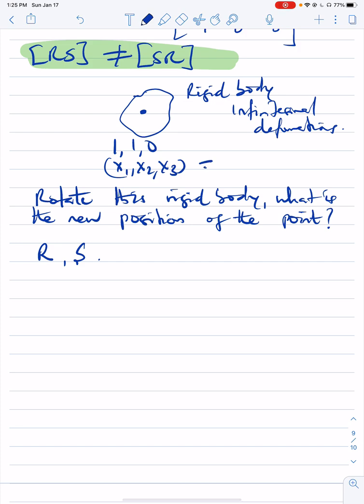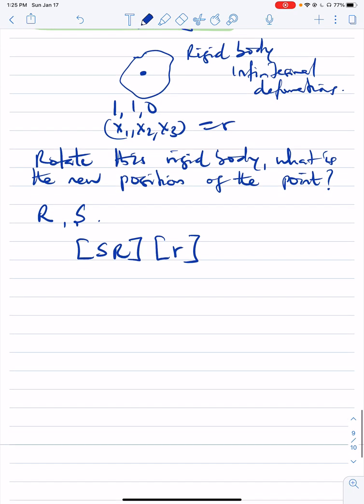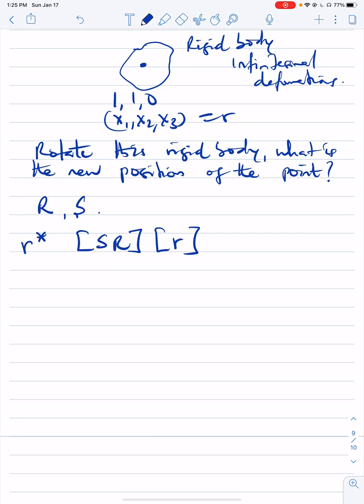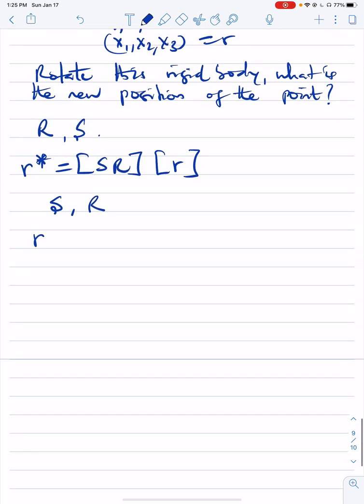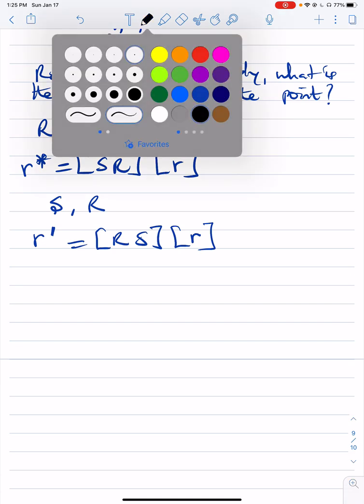Let's call this point R. So SR will simply be the multiplication. You multiply both of them, right, to get R dots. But if you want to apply the S transformation before R, you'll get a different result, because it will be, let's say, R prime equals RS, then R. Now this is clear. So if you multiply this, let me write this in a slightly different color.